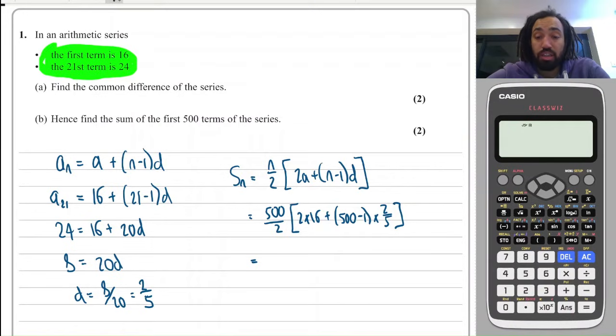So on my calculator I would do 500 over 2, open brackets, 2 times 16, plus 499 times by 2 over 5. And we get a value of 57900.